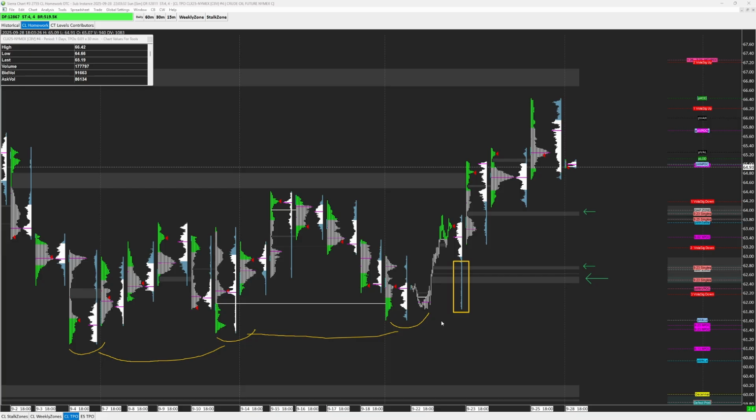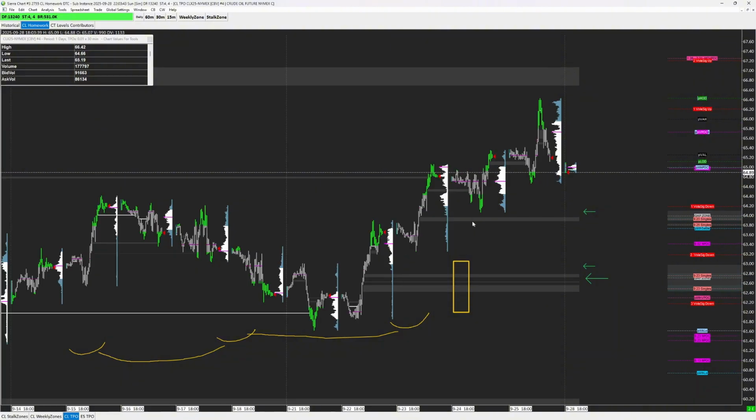But Tuesday, we had a gap. We left single prints behind. We closed at the highs. Wednesday, we continued to auction higher. Again, close at the highs. We're shifting value. We're shifting volume up.